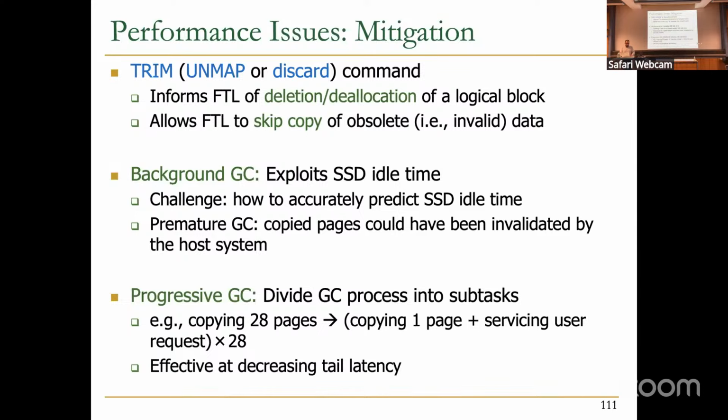Another way is using progressive GC, which means that we don't do garbage collection in an atomic way. You can think of suspension. For example, when we want to copy 28 pages, following our example, we copy one page and then we service one request. Then we copy another page and then we service another request. If you do that kind of progressive garbage collection, it wouldn't significantly affect latency for that application. Okay, so that's called progressive GC, to divide the GC operation into subtasks. And this has also been implemented.